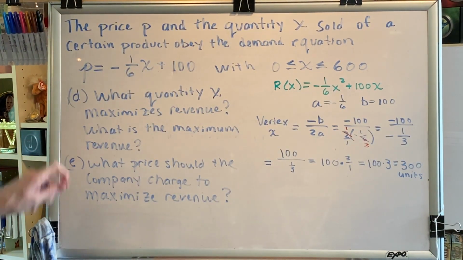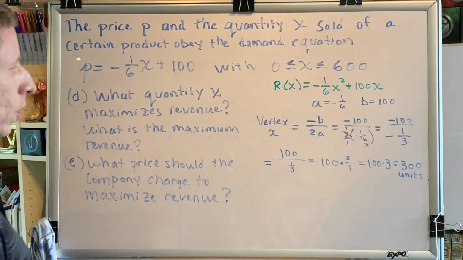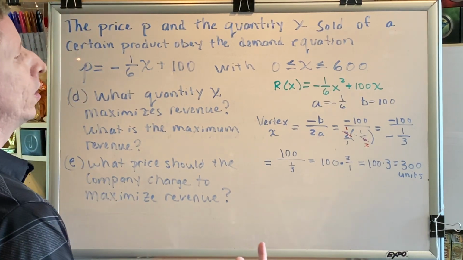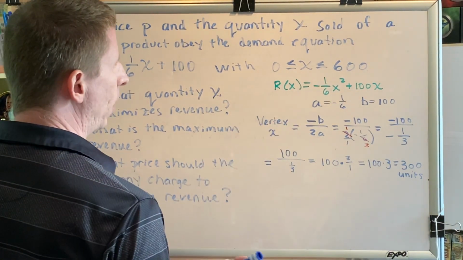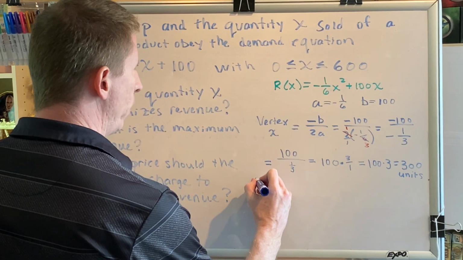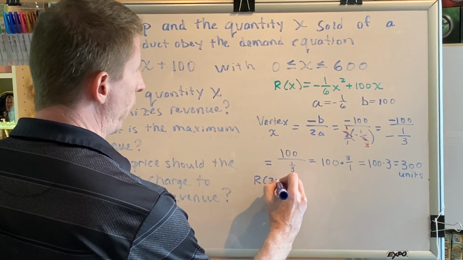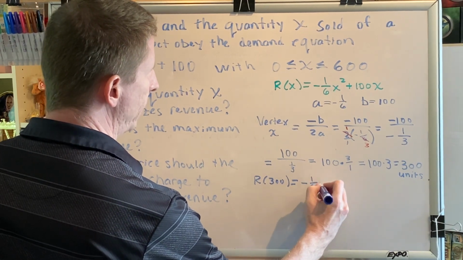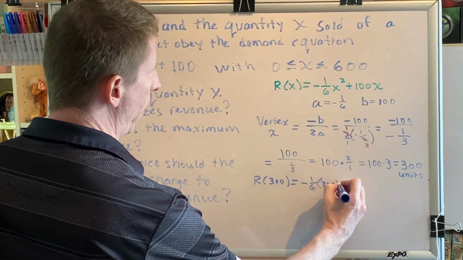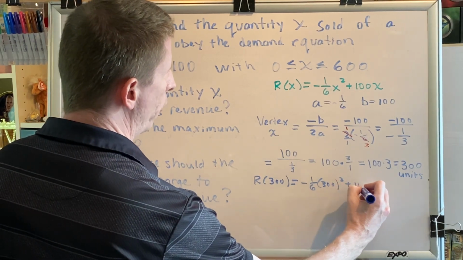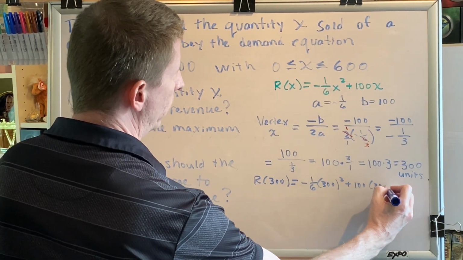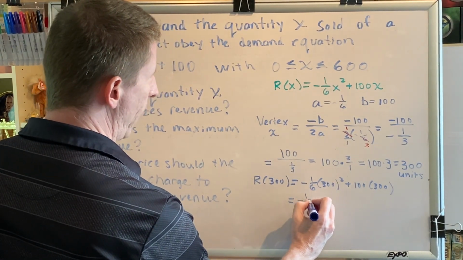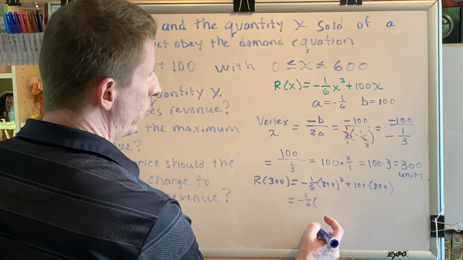The next question for part D says, what is the maximum revenue? Well, now that we know the value of x that will create the maximum revenue, to get the revenue itself, we simply have to plug into our function. So we're going to find R of 300. R of 300 will be negative 1/6 times 300 squared plus 100 times 300. Order of operations says that I have to do exponents first.